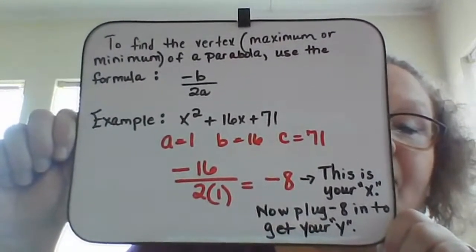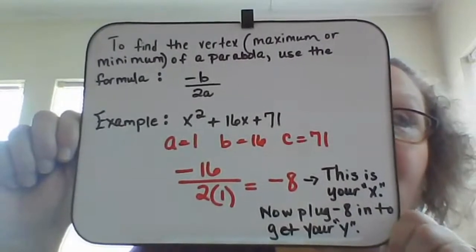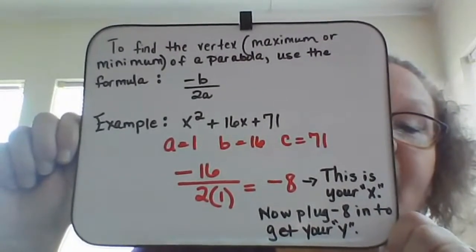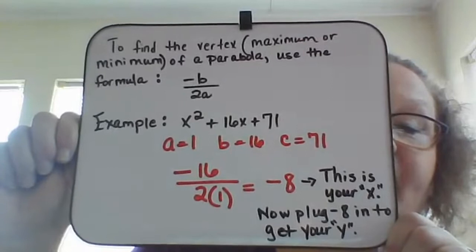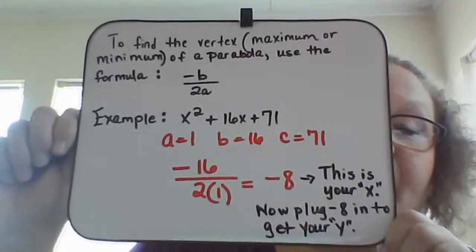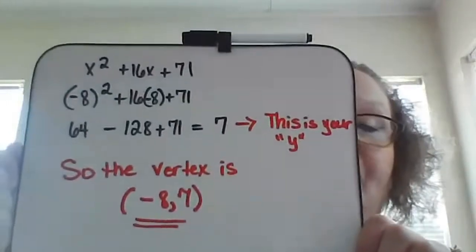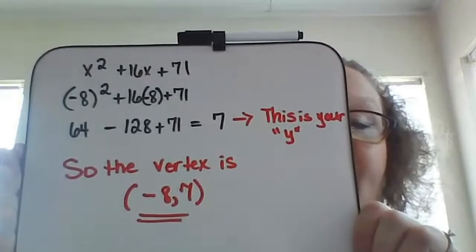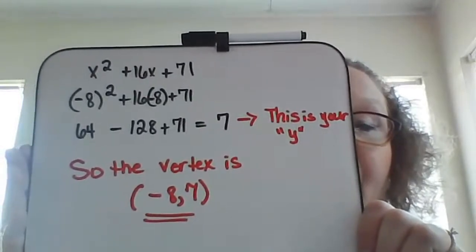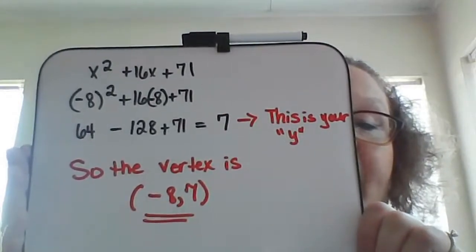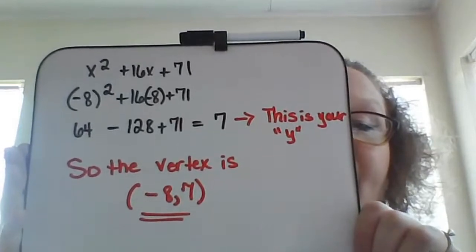So now all we have to do to get the other coordinate for our vertex is plug the negative 8 in for each x in the equation to get our y value. So on this board, I've simply written the equation again. And if we take the negative 8 that we solved for on the previous board and plug it in for each x, we will have negative 8 squared.